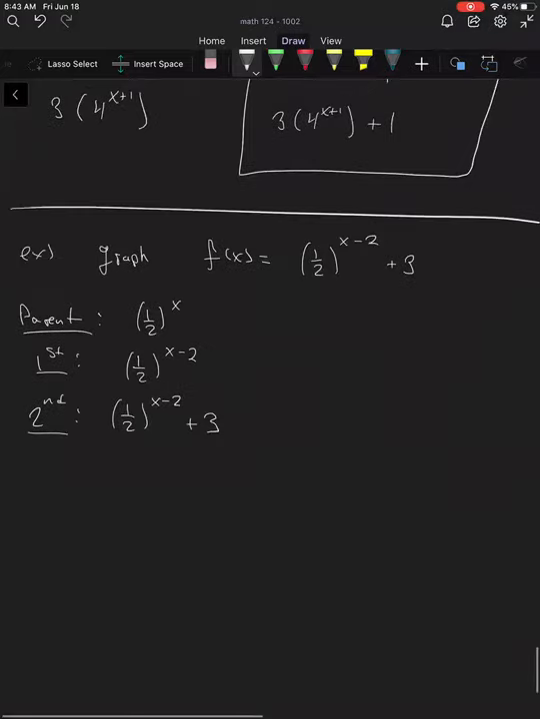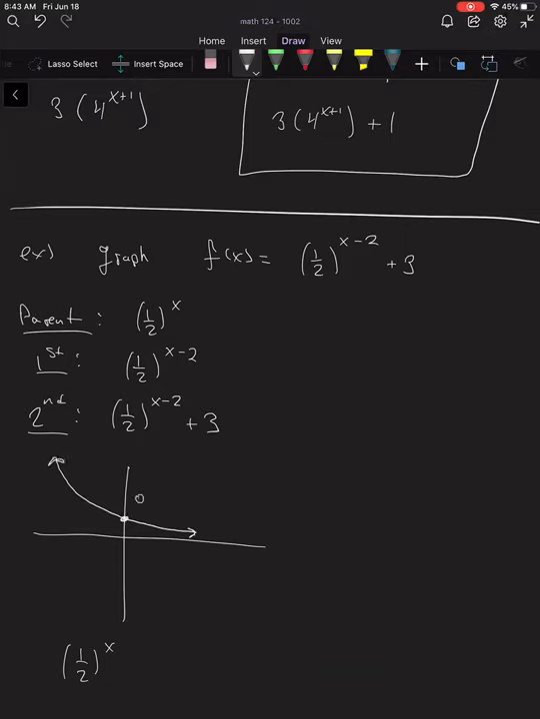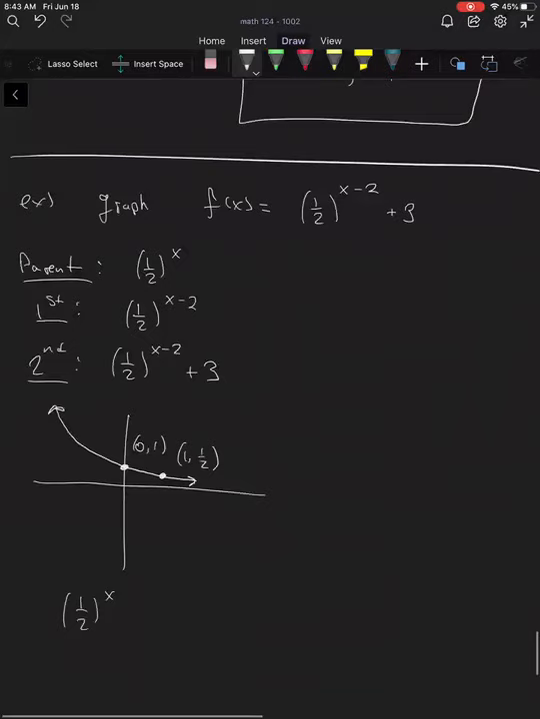So starting with our parent function, we have 1/2 to the x. So 1/2 is in between 0 and 1, so the graph is going to look like this. We have this point over here, 0, 1, and then we have this point right here, 1, 1/2. All right, so there's 1/2 to the x. Now let's do the first transformation, to the x minus 2.